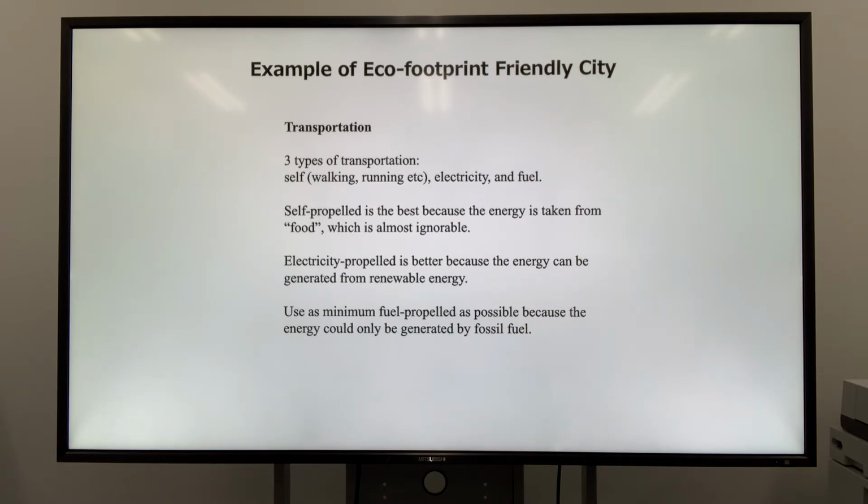And therefore, nowadays we are increasing electric vehicles a lot. The usage of fuel propelled should be as minimal as possible because the energy can only be generated by fossil fuel. Related to the electric cars that we are producing nowadays, one of the biggest issues is of course the airplane. Airplanes of today cannot be electric, they still need fossil fuel. So if you are really thinking about sustainability in terms of being ecologically friendly, people should not really be traveling by air.